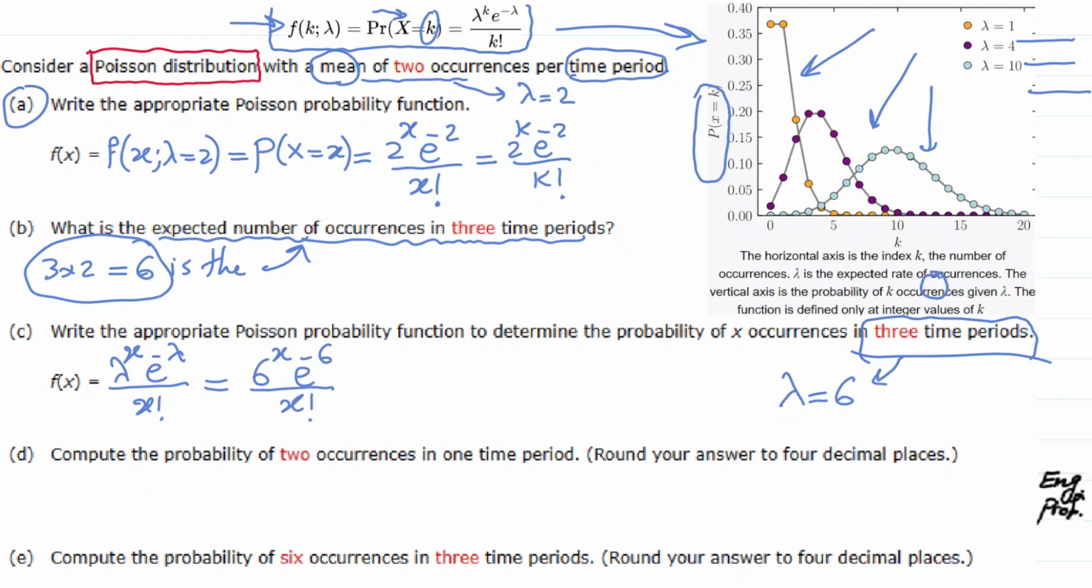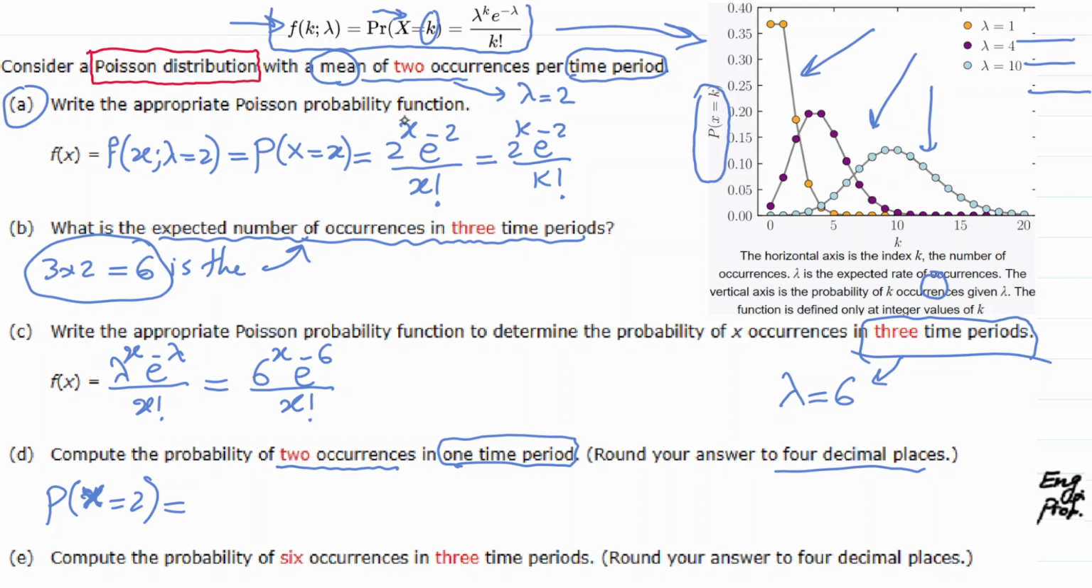Okay. Part D, compute the probability of 2 occurrences in 1 time period. Round the answers to 4 decimal places. So we are saying now the window of interest for observation is 1 time period. So we are back into part A. But we are investigating two occurrences. So what we are trying to find is the probability that x, the random variable, is equal to the value 2.